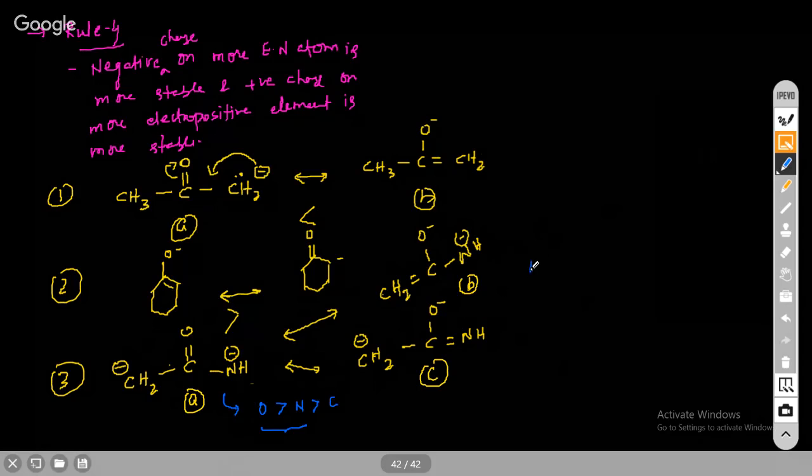Which is structure B, oxygen negative. Then in C we have oxygen and carbon, and in A we have carbon and nitrogen. So obviously, since oxygen is most electronegative, a negative charge on oxygen always gives you a more stable product. So B, then C, and then A. This is the order.